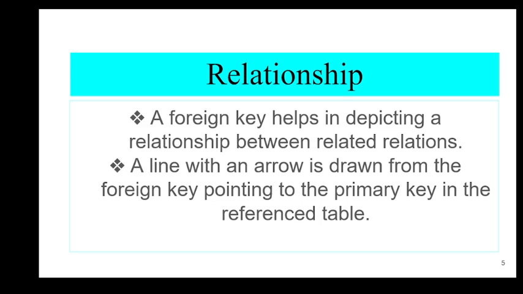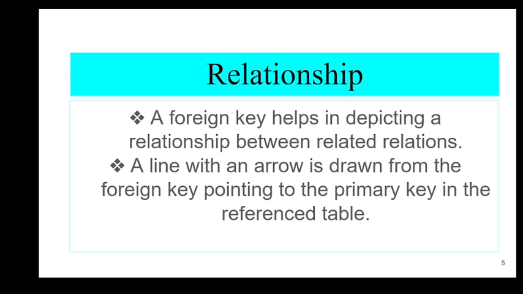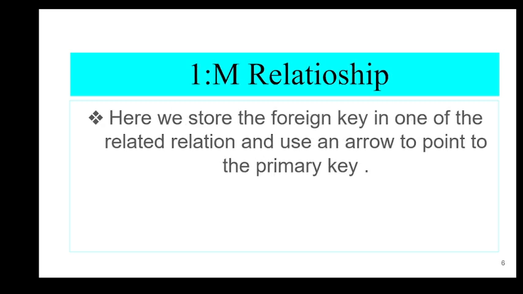To depict this relationship, we have to draw a line. So a line with an arrow is drawn from the foreign key pointing to the primary key in the referenced table. So in a one-to-many relationship, we store the foreign key in one of the related relations, and then we use an arrow to point to the primary key in its respective table.